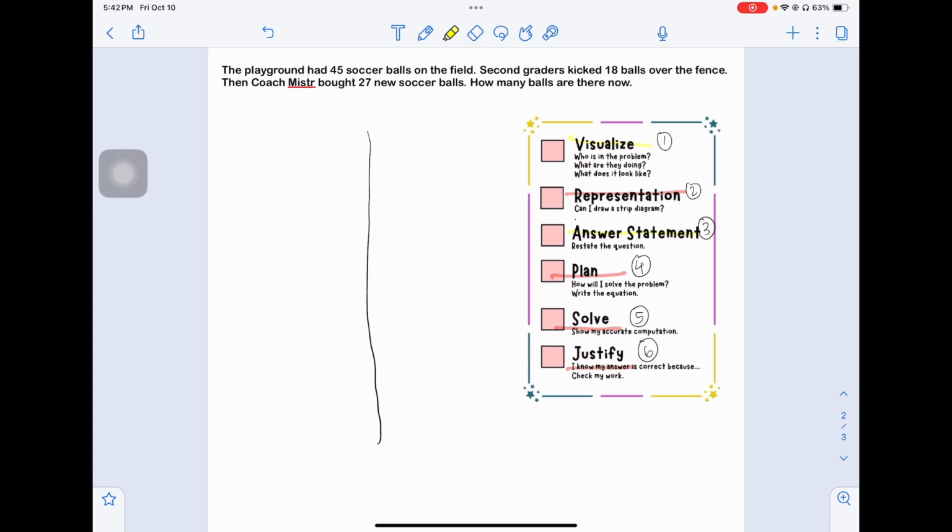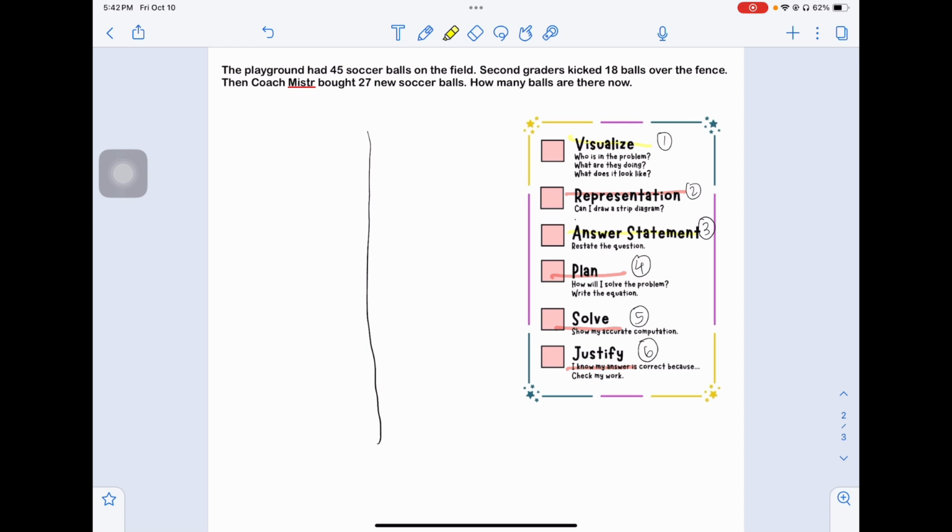Okay, so we're just going to read the problem. The playground had 45 soccer balls on the field. Second graders kicked 18 balls over the fence. Then Coach Meester bought 27 new soccer balls. How many balls are there now?